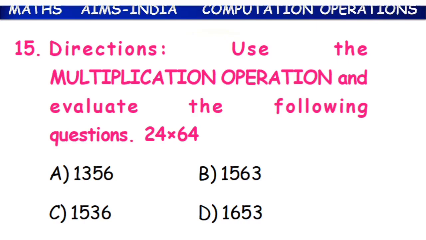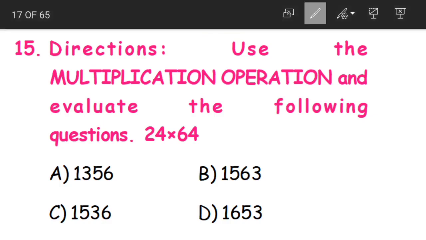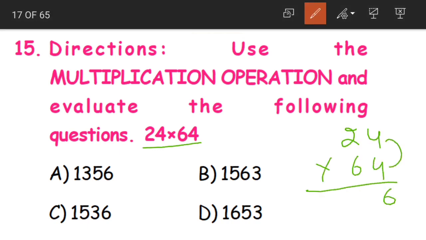Question number 15. Use the multiplication operation and evaluate the following questions. Now what is this? 24 into 64. Very simple and straightforward question, children. 4 fours are 16. 6 here, 1 carried. 4 twos are 8 plus 1, 9. Now new number in a new line. Now after 6 we are having 1 digit here. So we'll place 1 0. 6 fours are 24. 4 here, 2 carried. 6 twos are 12 plus 2, 14.